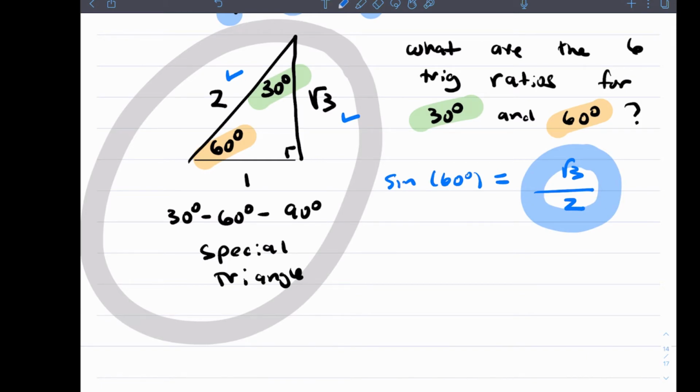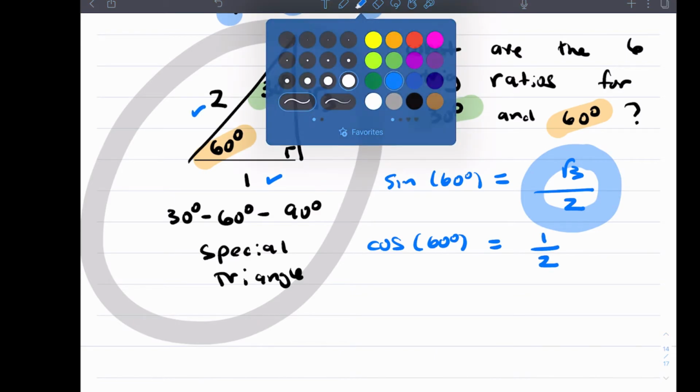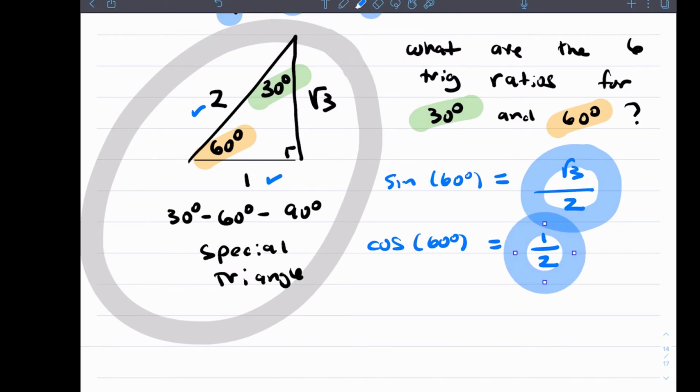Cosine of what? 60 degrees. What's the definition of cosine 60? Adjacent over what? Hypotenuse of 1/2. And there you go.